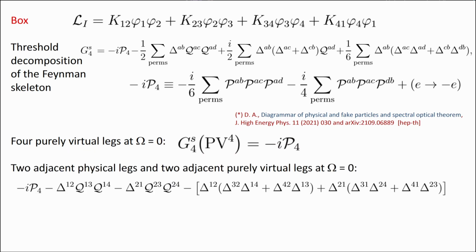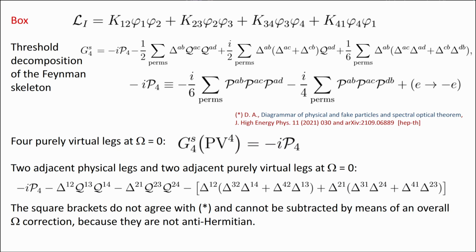No omega needed. But when you have two adjacent physical legs and two adjacent legs to be removed, legs that carry particles that you want to remove from the physical spectrum, let's call them in advance purely virtual, but they are not yet, then you find a long formula which contains the right part plus something that you do not want. Again, that something that you do not want can be subtracted by means of an overall anti-Hermitian omega correction. So again, you can make the match with that.